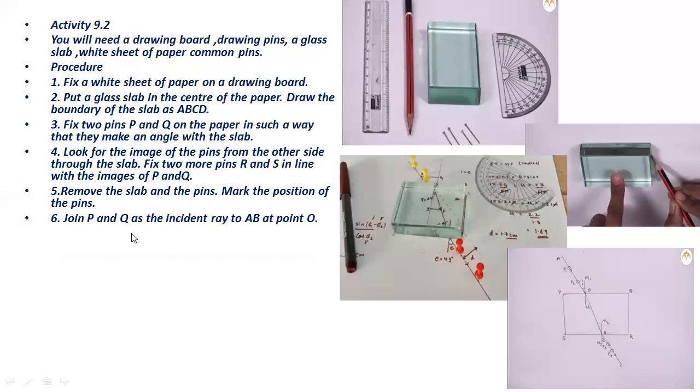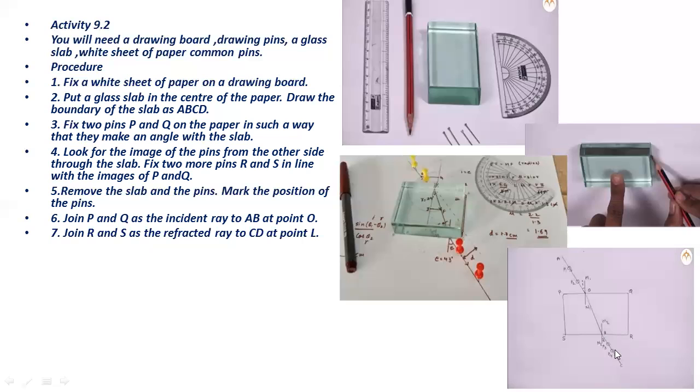So join P and Q as the incident ray to AB at point O. This is the incident ray, and this is the refracted ray, which is the bending ray. Join P and Q as an incident ray to AB at point O. Join R and S as a refracted ray to CD at point L. So this is point L on CD.